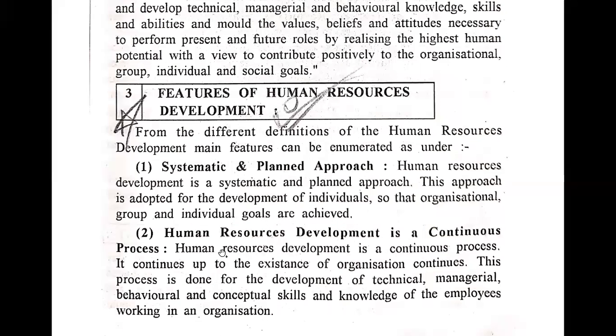Now we will see the second feature, that is human resource development is a continuous process. It continues as long as the existence of an organization continues. This process is done for the development of technical, managerial, behavioral, conceptual skills and knowledge of the employees working in an organization. So guys, how can we say that it is a continuous process?